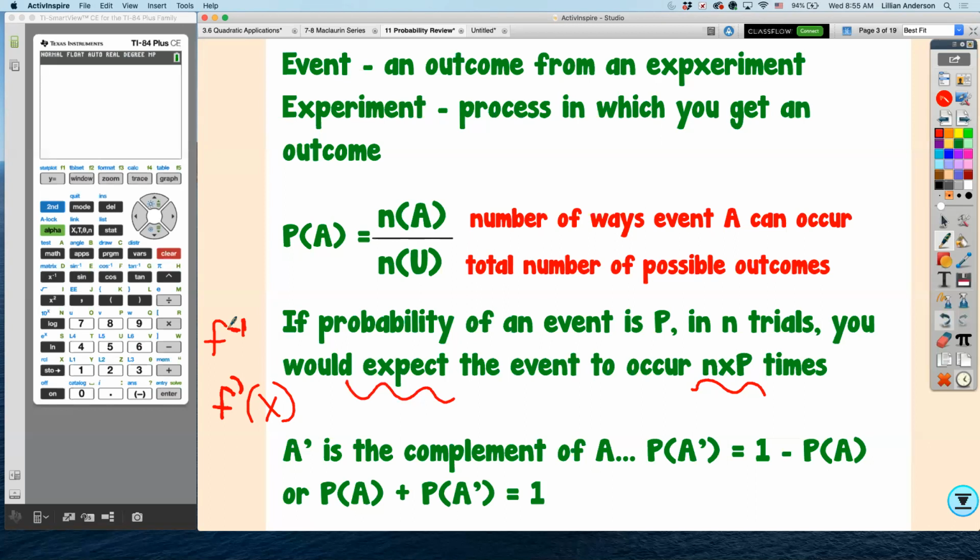So if event A is rolling a die to get a 6, then the complement of that would be rolling a die to not get a 6. Complements and their actual event always add up to equal 1. And you can always find the complement by doing 1 minus the probability of the event actually happening. All right.